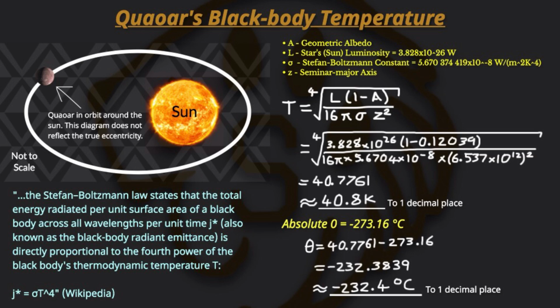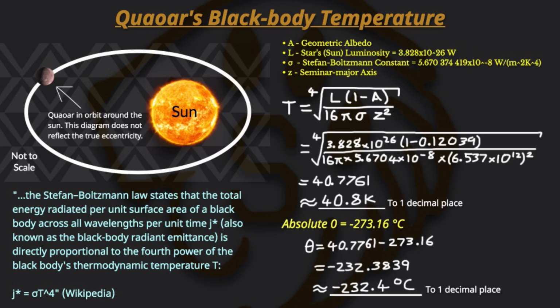We have the geometric albedo, the star luminosity, and our star is the sun in the solar system, and then we have the Stefan Boltzmann constant and the semi-major axis. Those are the main known values that we are going to be substituting into the equation you see at the bottom there under those variables, which is T is equal to, and don't be confused by that T. That T is the thermodynamic temperature, not the period.